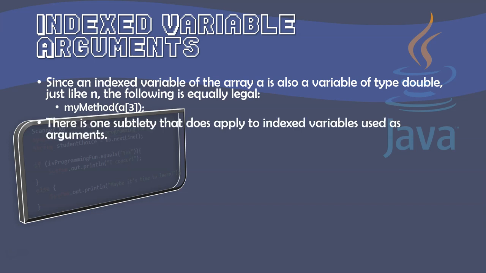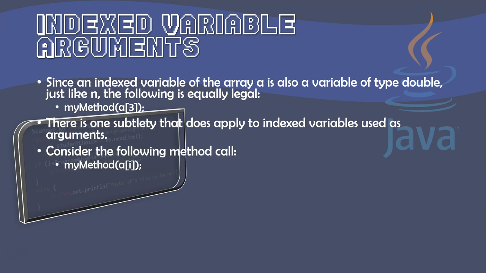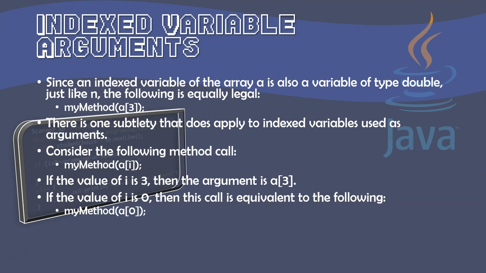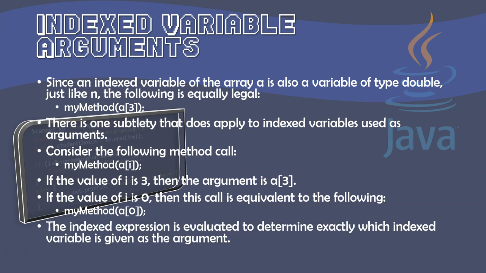Now, there is one subtlety that applies to index variables when they're used as arguments. If we look at the method call myMethod(a[i]), if the value of i is 3, the argument would be a[3]. If the value of i is 0, then the call is equivalent to myMethod(a[0]). The index expression is evaluated to determine exactly which indexed variable is given as the argument.